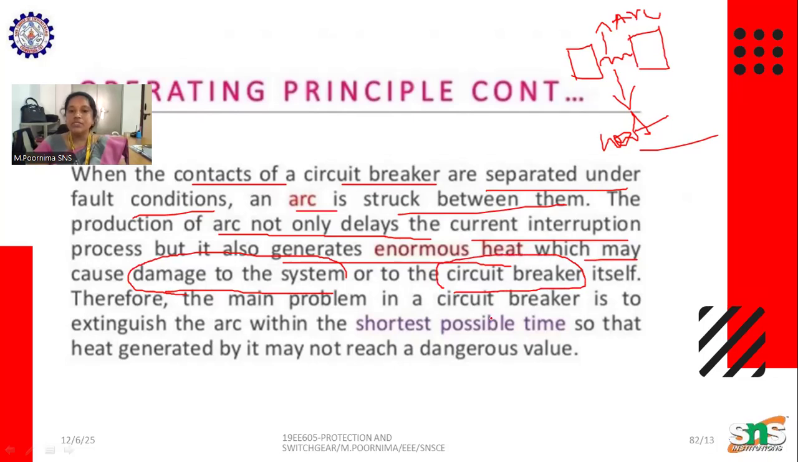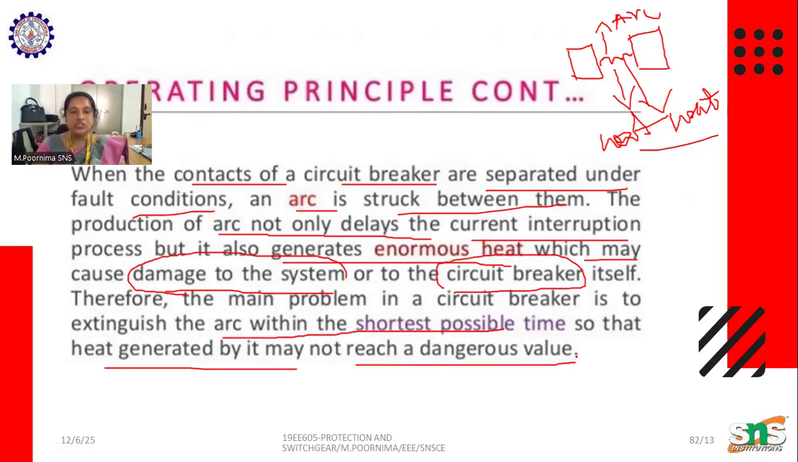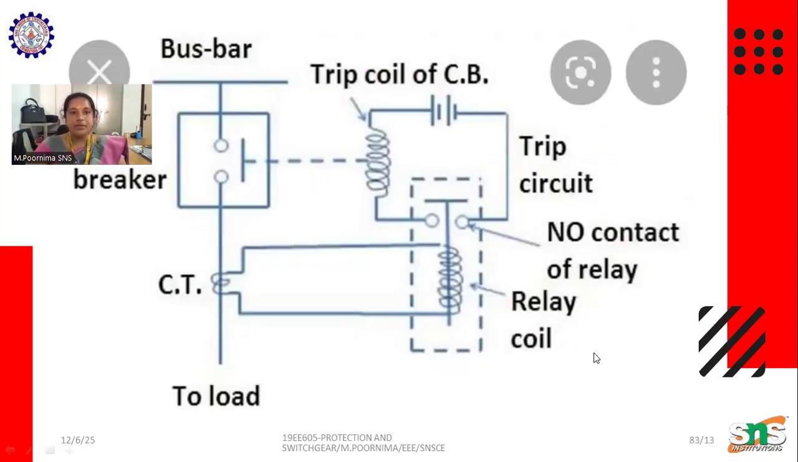Therefore, the main problem in the circuit breaker is to extinguish the arc within the shortest possible time. We have to extinguish this arc in a short period of time so that the heat generated by it may not reach a dangerous value. This is the main operating principle of a circuit breaker: to avoid damage to the system or the circuit breaker. Okay, this is the operating principle.